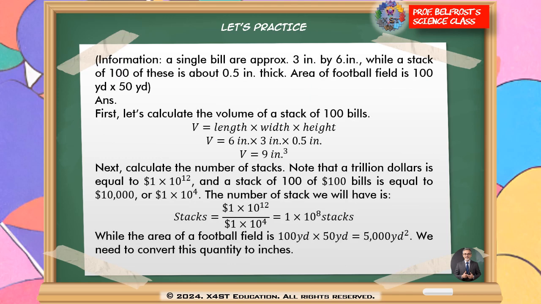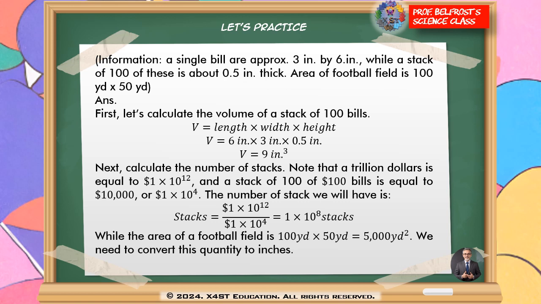Okay, so information: a single bill is approximately 3 inches by 6 inches, while a stack of 100 bills is about 0.5 inch thick. The area of a football field is 100 yards times 50 yards, if you don't know. Okay, so let's go to the solution. First, let's calculate the volume of a stack of 100 bills. Length times width times height, that's the volume of the stack, right? So 6 times 3 times 0.5, so we have 9 inches cubed.